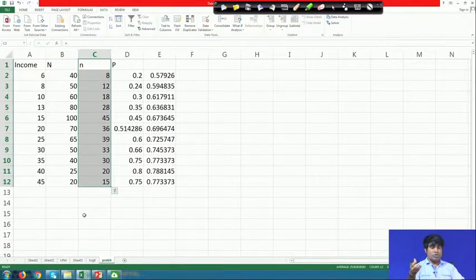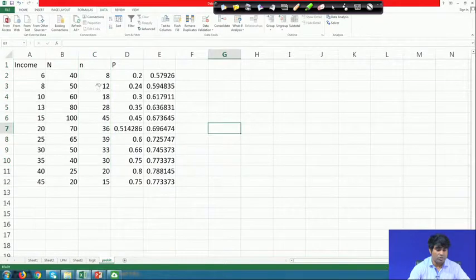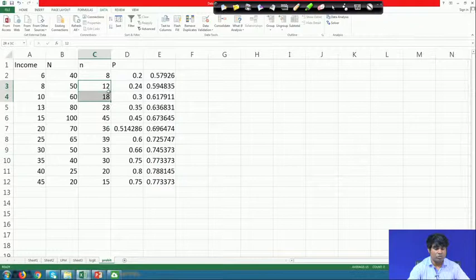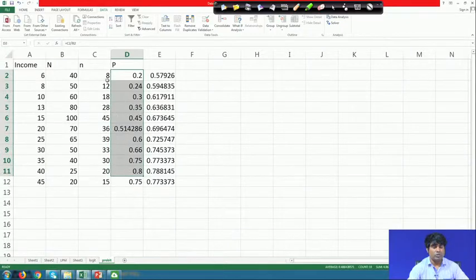For the first organization we are targeting 40, out of which 8 are having their own house. So by default the probability will be 8/40. Similarly, for the second organization, 50 is the final target, out of which 12 have their own house, so 12/50 is the probability value. Likewise 60, 18, 80, 28, 145. So the probability is simply the ratio between small n and capital N, like the previous one we discussed.